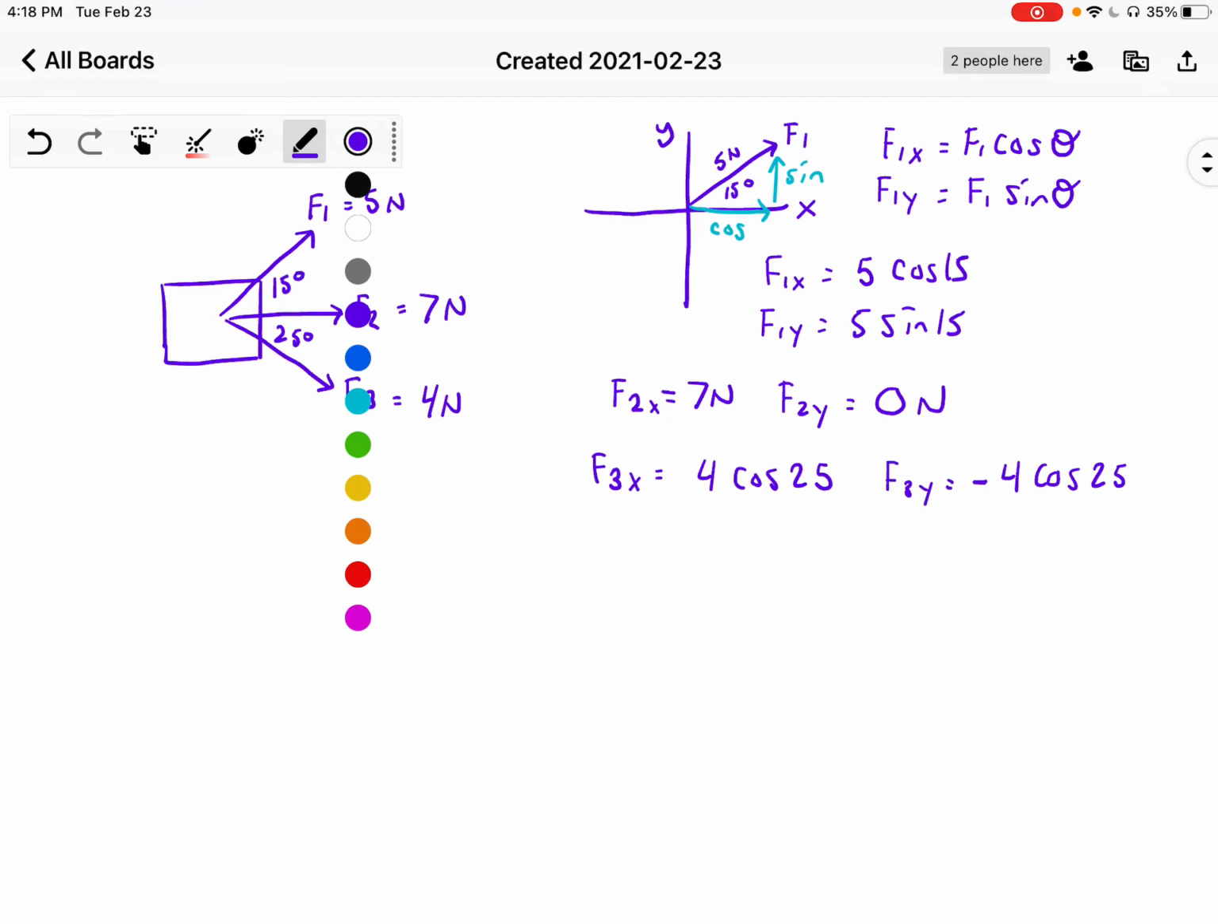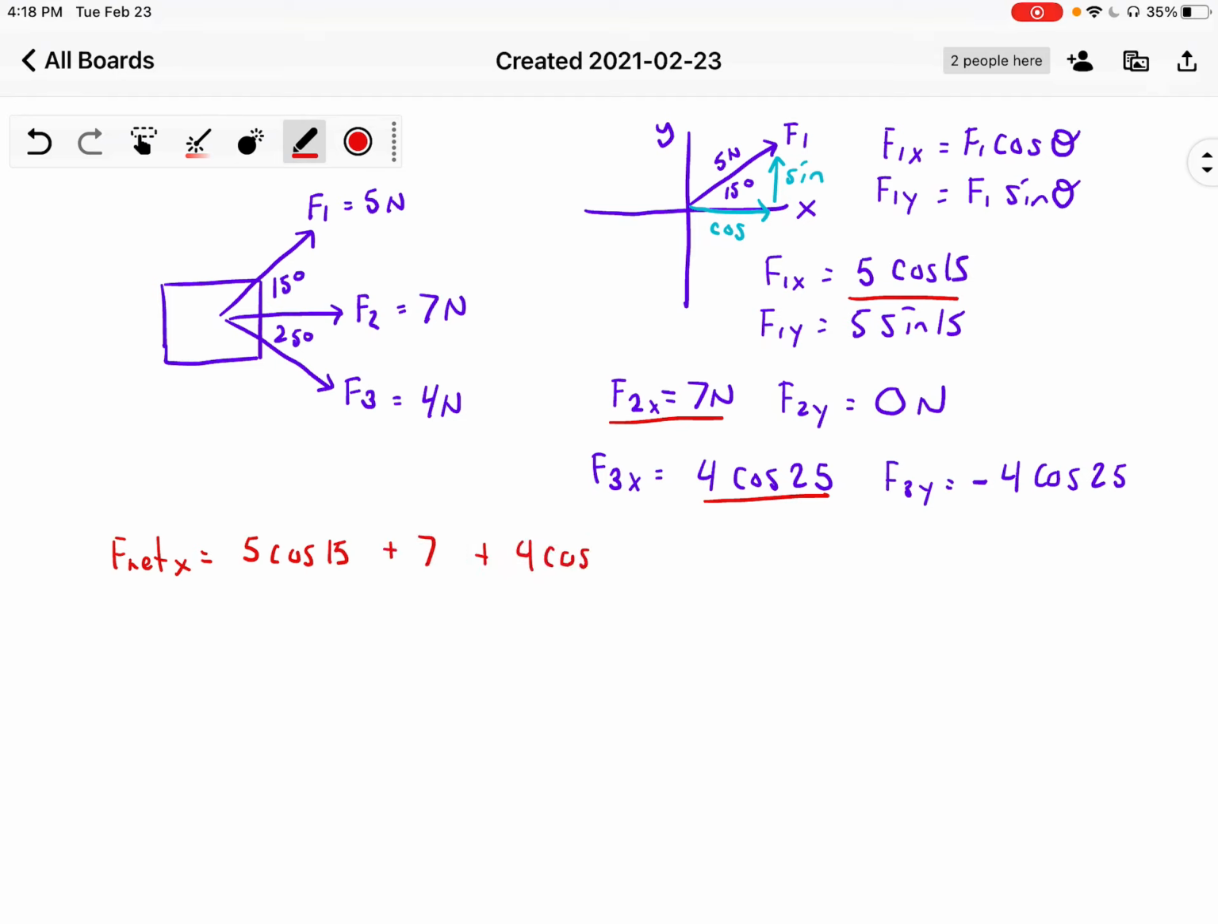And then I'm going to find my x and y totals. So my F net x is going to be F1x, and F2x and F3x added together. And these are all positive because they're all pointing to the right in the x direction. So we've got 5 cos 15 plus 7 plus 4 cos 25.